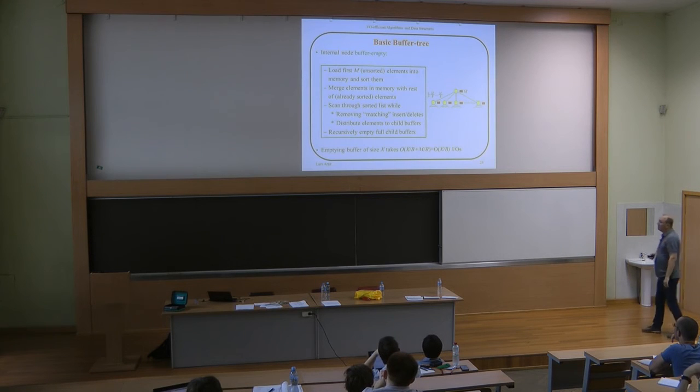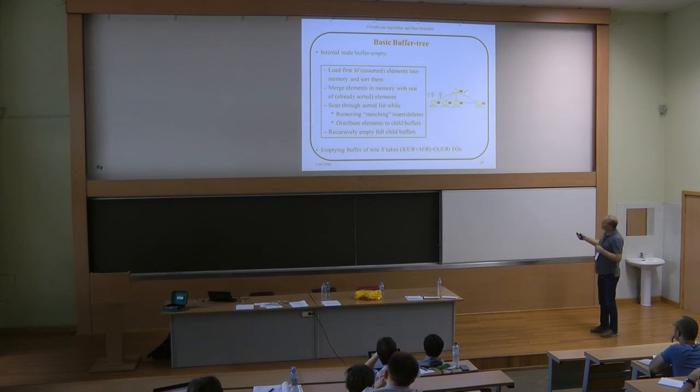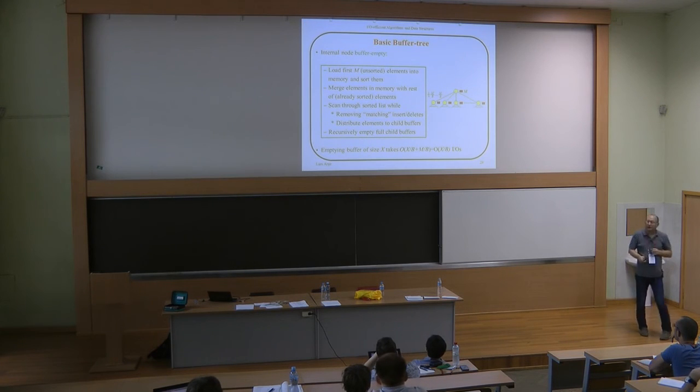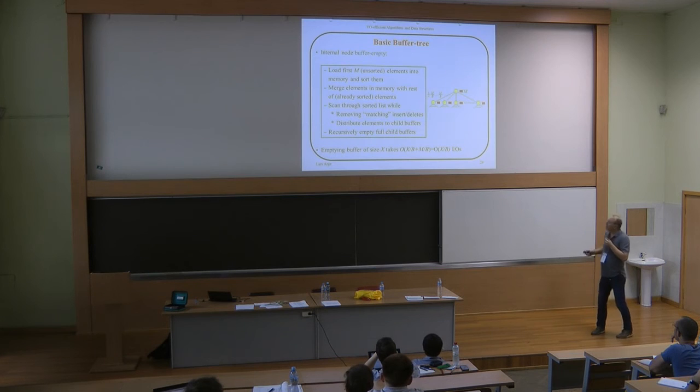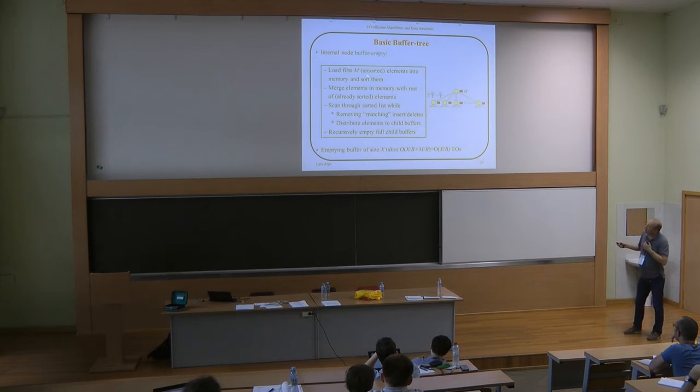Okay? I will argue that if this buffer here contained x elements, it takes me x over b plus m over b IOs. Why? Well, I start by loading the m elements into memory and sorting them. That costs me m over b. Then I merge with the rest. That costs me x over b.